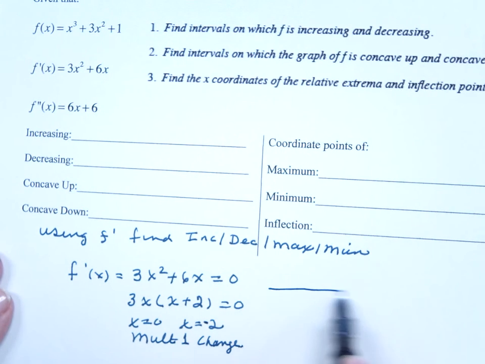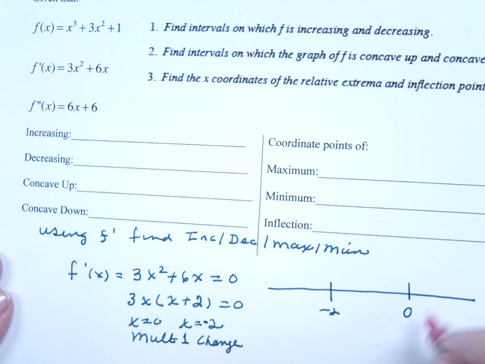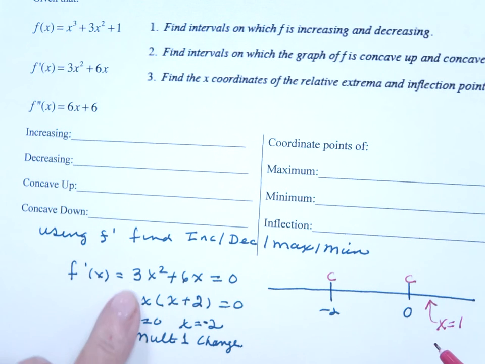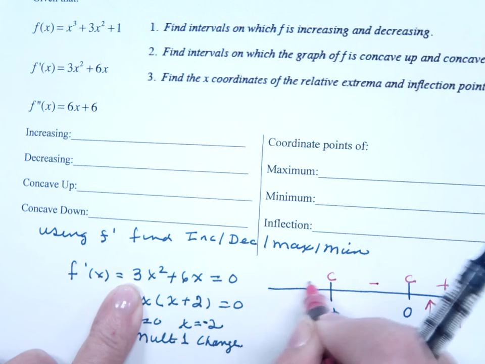So you go to the number line, and on your number line, -2, 0. Now, because 0 is not available to me, my second best test point is x equals 1. They change as you go across, so they alternate. So 3 times 1 squared plus 6 times 1, easy peasy. Positive, change, negative, change, positive.